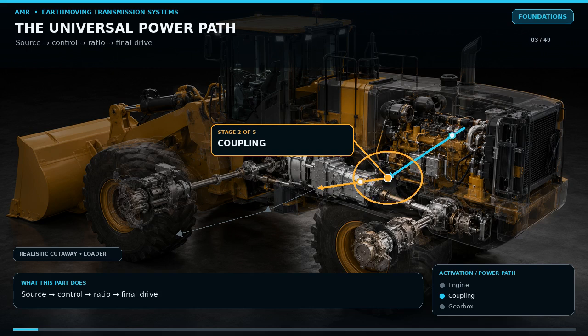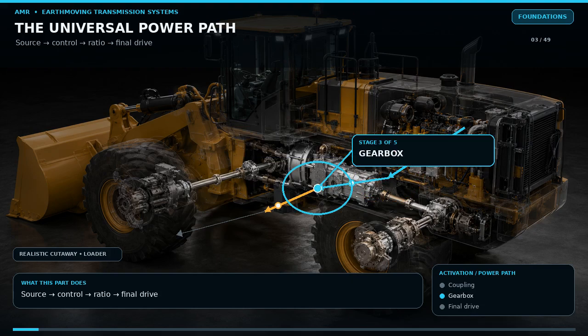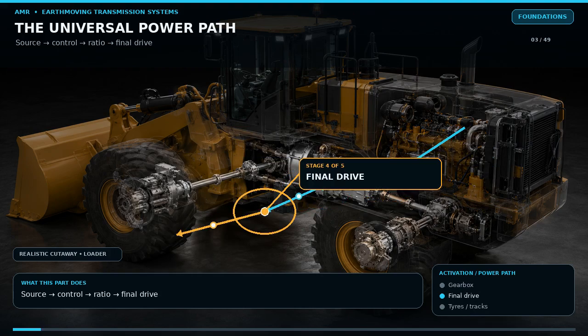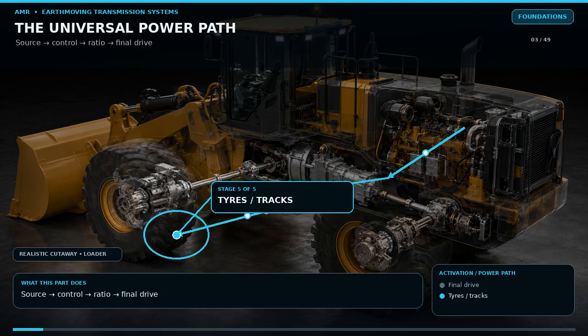A hydrostatic machine replaces much of that mechanical path with a hydraulic pump, high-pressure hoses, and one or more hydraulic motors. An electric drive machine uses a generator, power electronics, and traction motors. The path may look different, but the question remains the same. Where does energy enter, where is it controlled, and where does it stop? The colored torque line on screen will remain bright only through components that are carrying power. That is the simplest way to understand neutral, gear engagement, and a loss of drive.